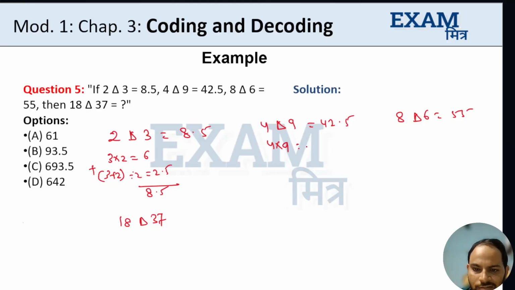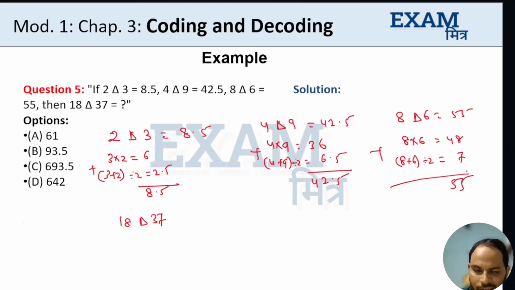So 4 into 9, 36. 4 plus 9 divided by 2, that is 13 divided by 2, that is 6.5, and the sum is 42.5. So this code is working here as well. Let's see, is it working in this part? 8 times 6 is 48. 8 plus 6 divided by 2, 14 by 2 is 7. Is the sum 55? Yes. So that means this is the code.